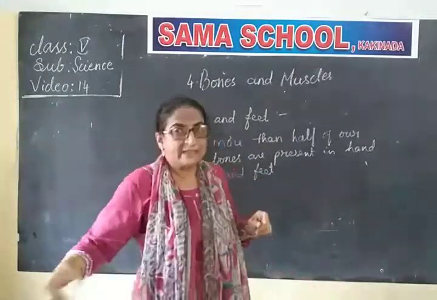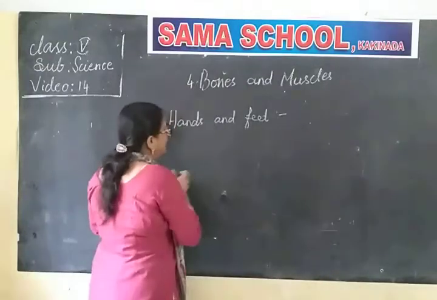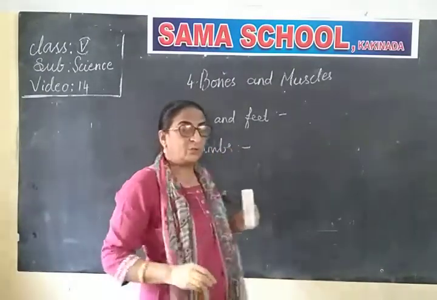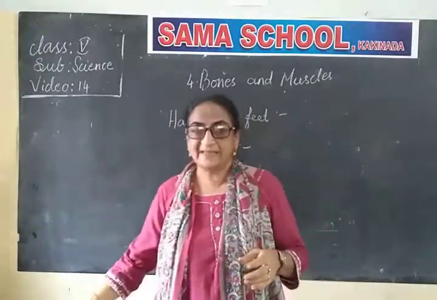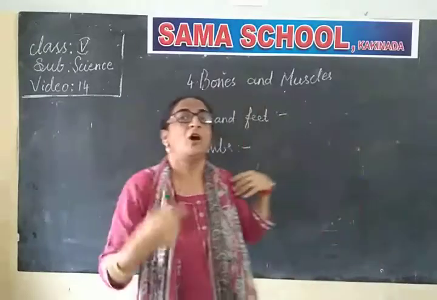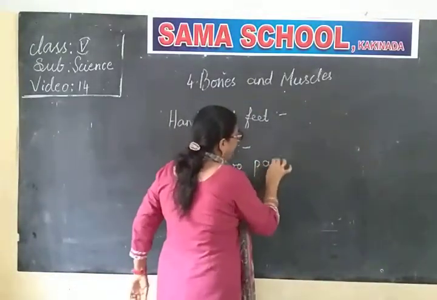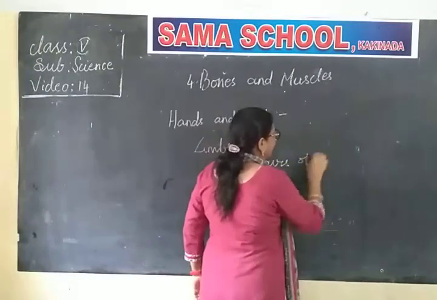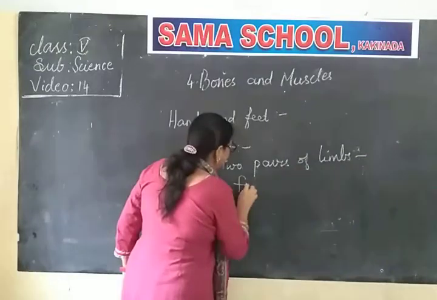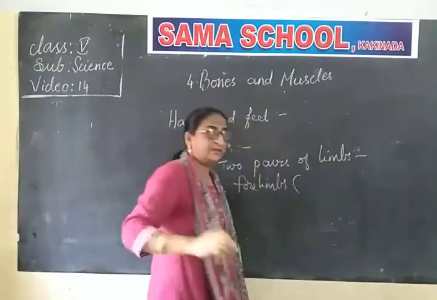So now let us learn about the limbs. How many pairs of limbs do you have? We have 2 pairs of limbs. Now what do you understand by limbs? When I say limbs, these hands are called fore limbs. We have 2 pairs of limbs, 4 limbs.